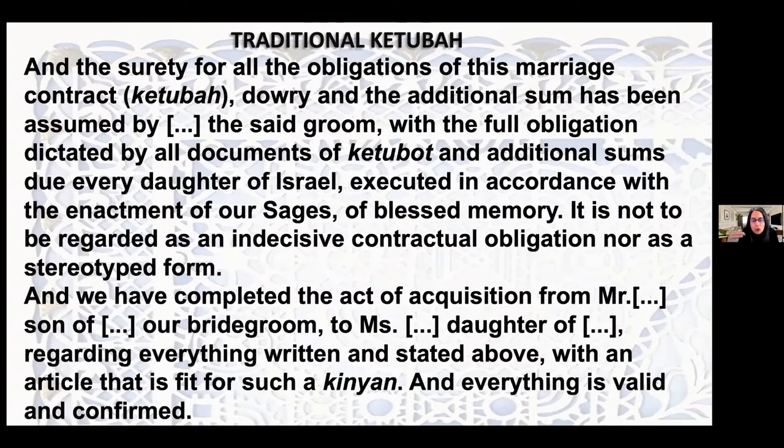So this is more legalistic language about how all of this money is due to her. And as you see at the bottom, we have completed the act of acquisition for Mr. So-and-so, right? Of his lovely daughter. And the word for acquisition in Hebrew is kinyan. And there you have it right there. And everything is valid and confirmed. Okay, next please.